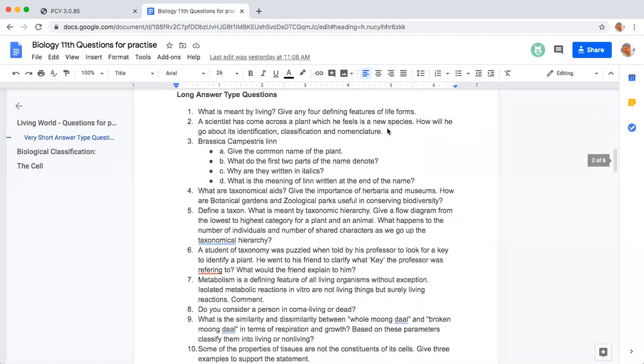So what is meant by living? Give 4 defining features of life forms. Yeah, this is the long answer. I don't want to give that entirety. So this is quite a straightforward question. So what is a living organism, and then define any 4 defining features of living forms, they are asking.